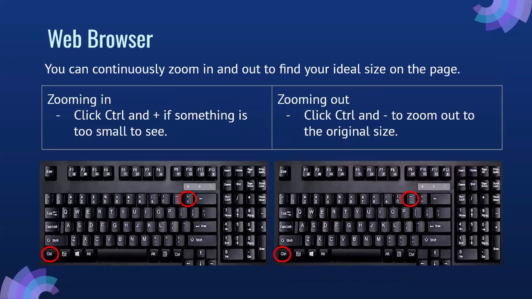You can continuously zoom in and zoom out to find your ideal size on the page. If something is super small and you can't see anything, then you can zoom in. If something is super big, same thing, you can zoom out. You can click Control and plus to zoom in, and Control and minus to zoom out.